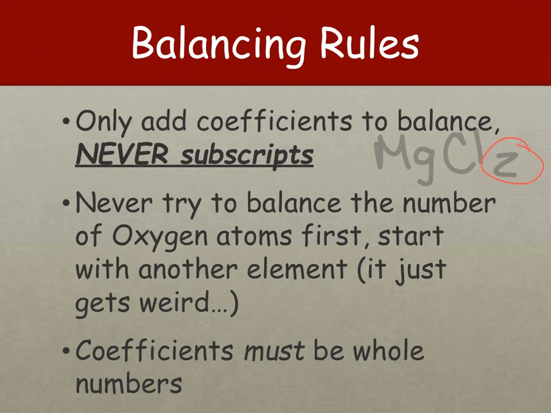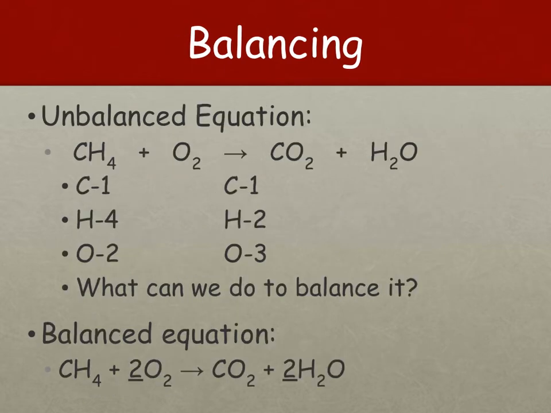But you never want to start with the oxygens. Oxygens traditionally just get kind of weird. So don't start with the oxygens. It's not going to be detrimental if you do, but it's going to take a lot longer. It wouldn't be wrong, it would just take you a lot longer to get to the correct answer. Your coefficients, your numbers out in front, always must be whole numbers. I can't have 1.5 molecules of magnesium chloride. I need to have 1 or 3. You can't have 1.5.